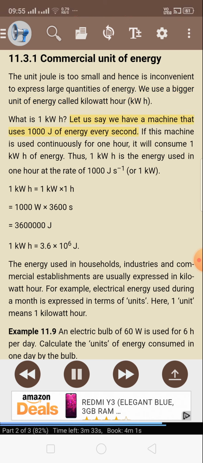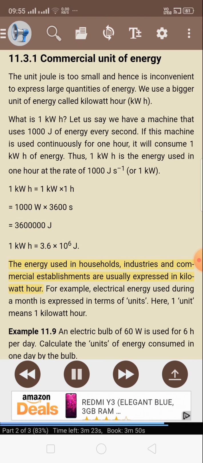Let us say we have a machine that uses 1000 J of energy every second. If this machine is used continuously for 1 hour, it will consume 1 kilowatt hour of energy. Thus 1 kilowatt hour is the energy used in 1 hour at the rate of 1000 J s⁻¹, or 1 kilowatt. 1 kilowatt hour equals 1 kilowatt times 1 h, equals 1000 W times 3600 s, equals 3,600,000 J. 1 kilowatt hour equals 3.6 times 10⁶ J.